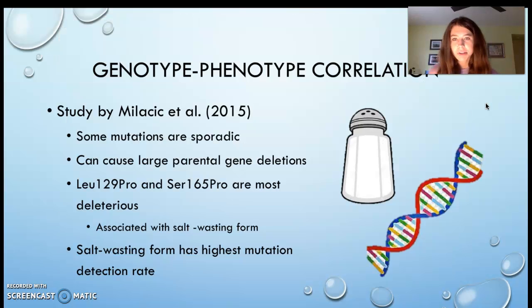Adding on a little more to this, Milisic et al. also supported these findings, and found that some mutations are sporadic. Something interesting in his study is he found that switching from leucine to proline at position 129 and serine to proline at position 165 were the most deleterious mutations and associated with the salt-wasting form. Kind of unexpected, because you wouldn't think that a single point mutation would cause the enzymatic function of the 21-hydroxylase enzyme to be basically non-existent. And it makes sense that the salt-wasting form would have the highest mutation detection rate because the phenotype is so severe that it's easier to see what caused that than the other types, for example.